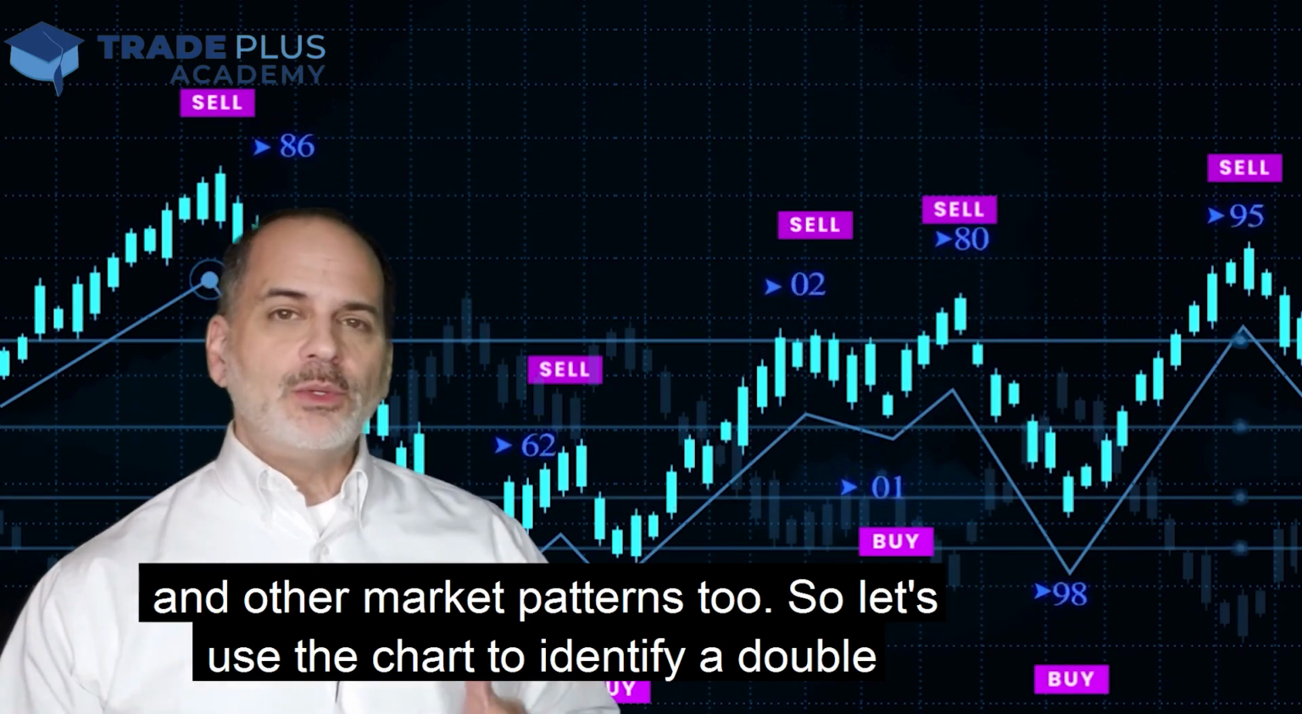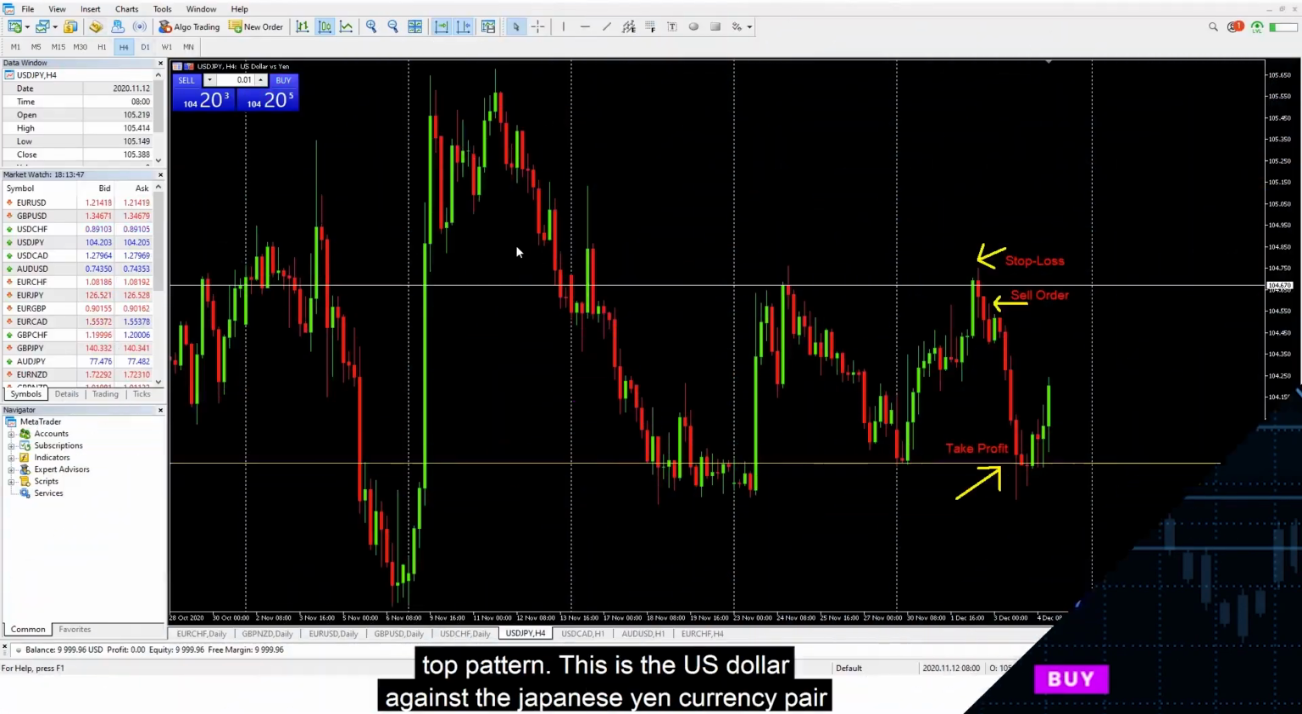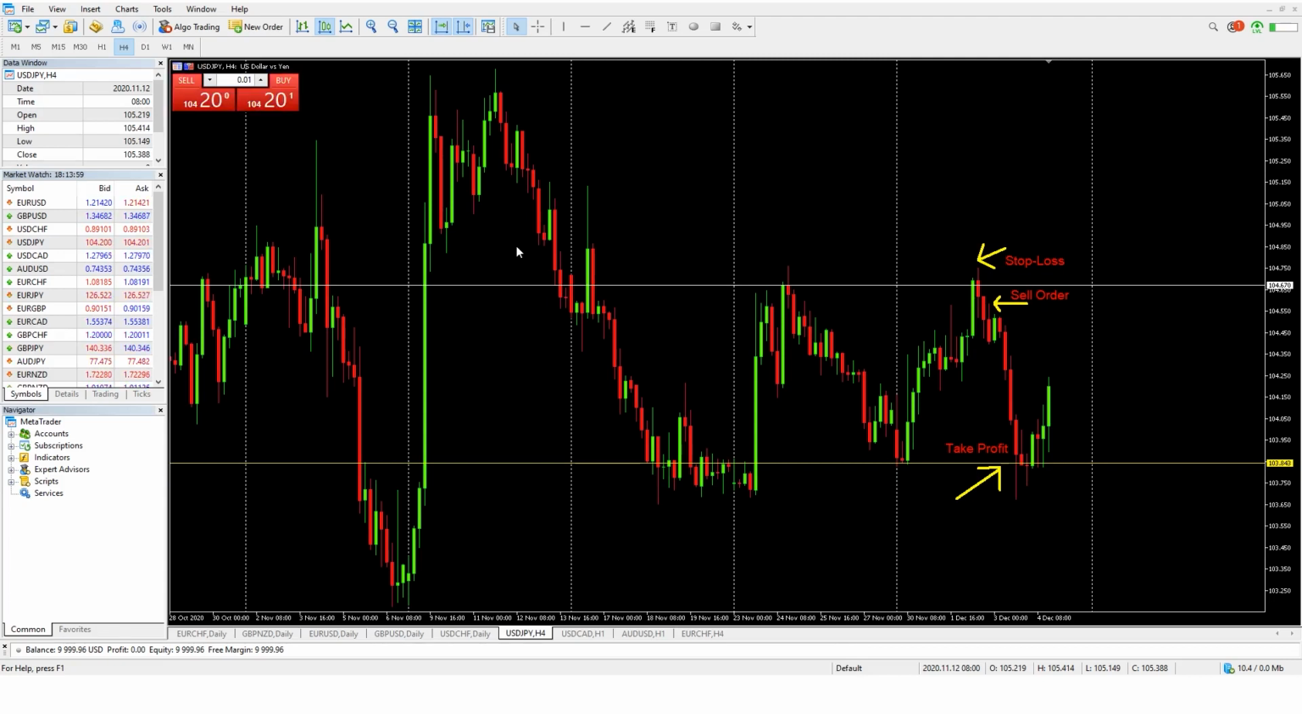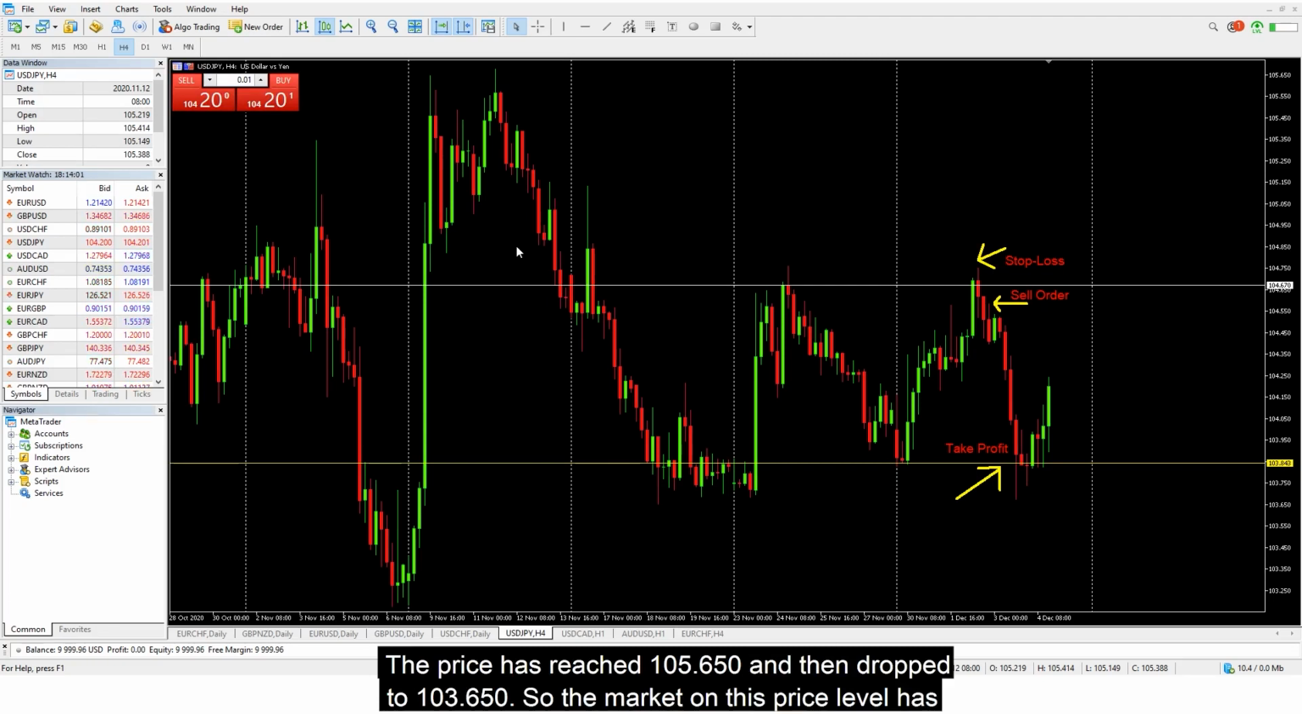So let's use the chart to identify a double top pattern. This is the US dollar against the Japanese yen currency pair, and it's in a 4-hour time frame. You can probably spot the double top pattern, right? The price has reached 105.650 and then dropped to 103.650. So the market on this price level has a strong support zone because of the momentum of buyers in the market.